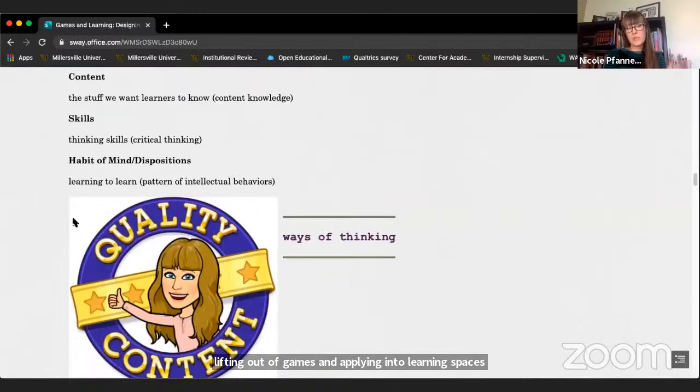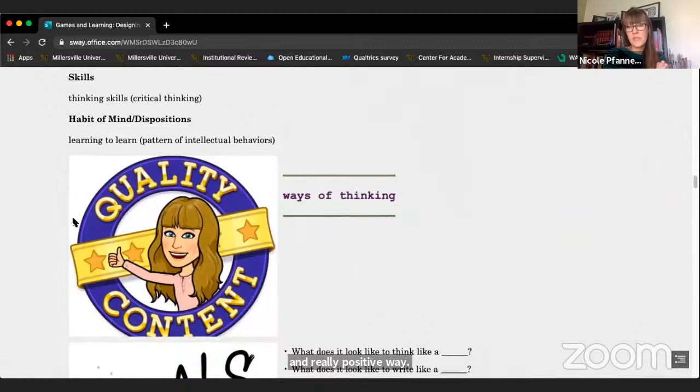So habits of mind or dispositions are ways of thinking. At this point, most disciplines, so I know English is a discipline at the K-12 level, and then English is a discipline at the college level, have adopted very specific habits of mind and very specific patterns that go along with that.